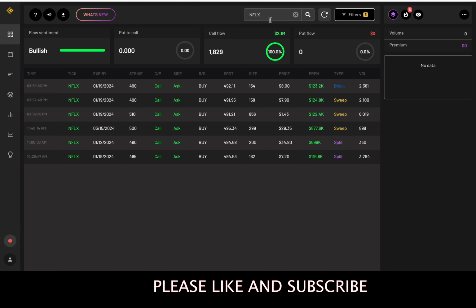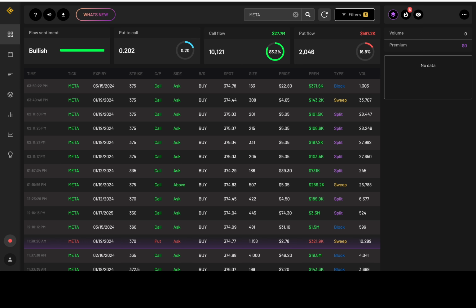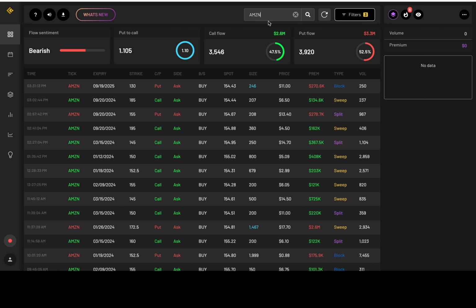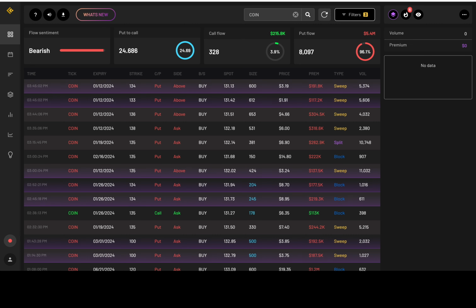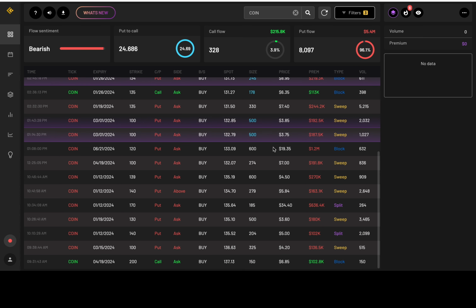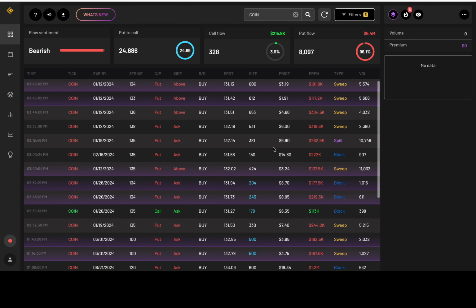Netflix, 100% all in calls is bullish. Meta, bullish. Amazon is bearish. And Coin. Got anything for Coin? Coin is bearish. 96% bearish. Very dominant with the bearishness.